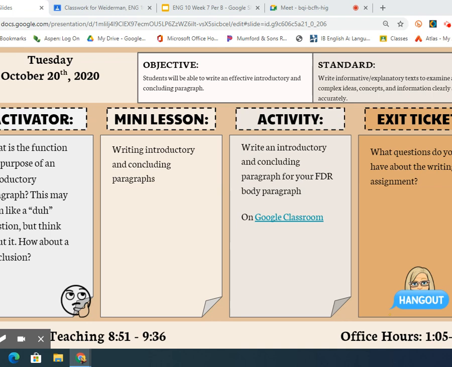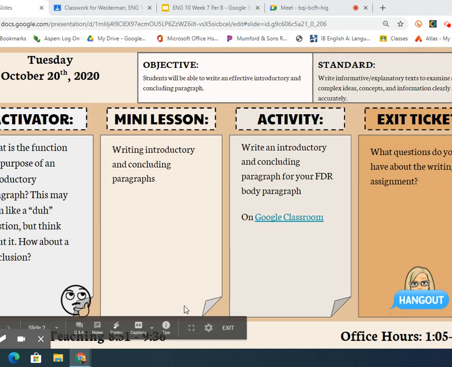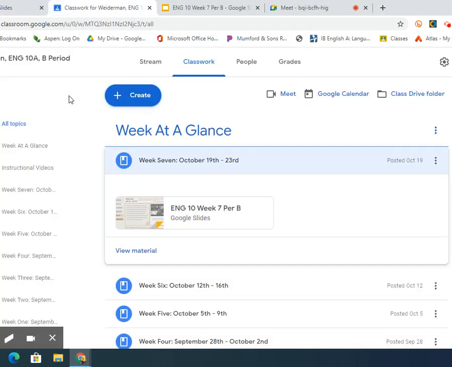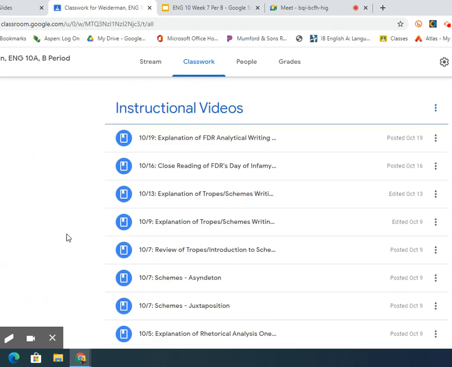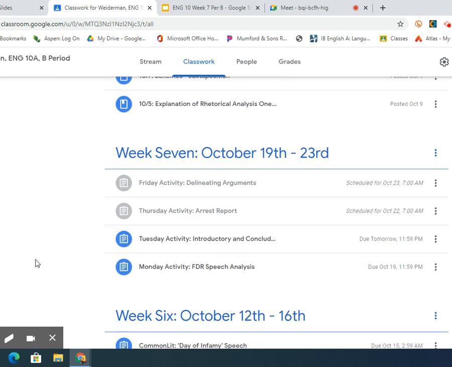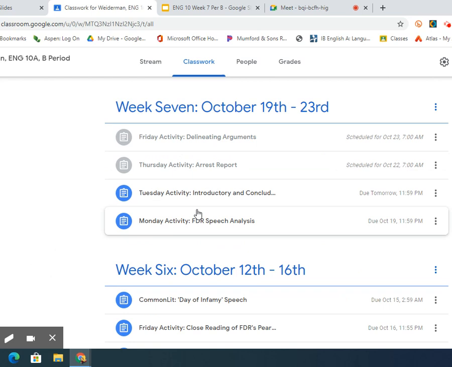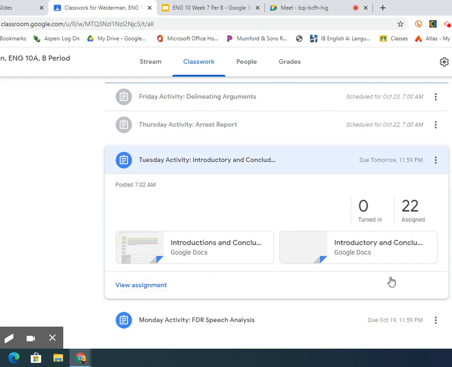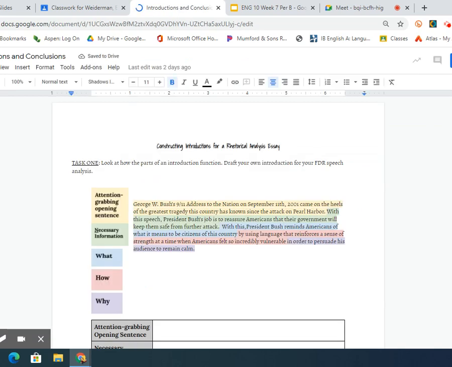As we think about the function and purpose of an introductory paragraph, we need to think about what information my audience needs to know in order to understand my body paragraph. You've already written your body paragraph, or at least yesterday you should have been working on it, even if you're not finished with it. Today we're going to add introductory and concluding paragraphs. So you're not going to write a full-length 6-7 paragraph essay. We're simply practicing with introductions, conclusions, and a body paragraph.